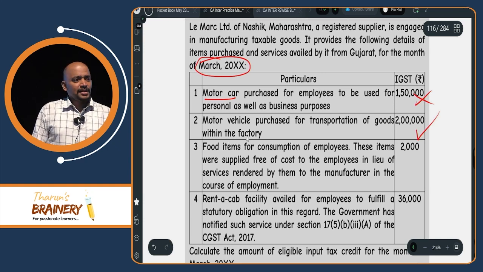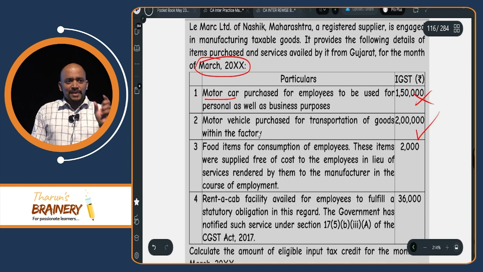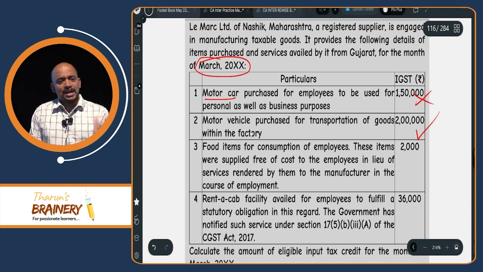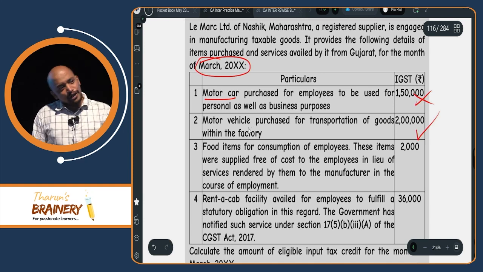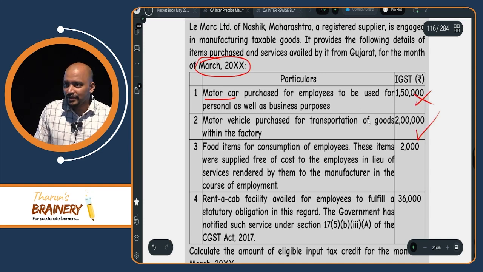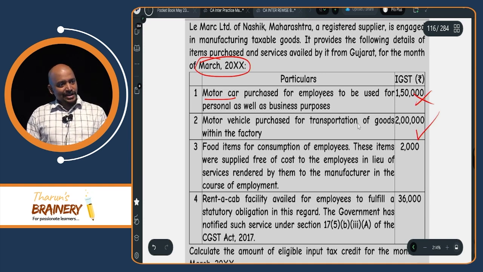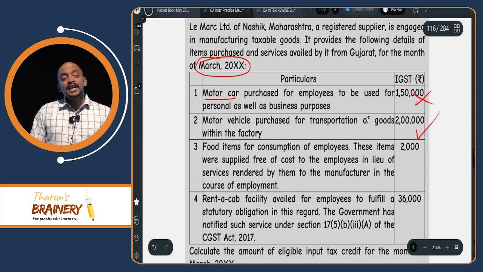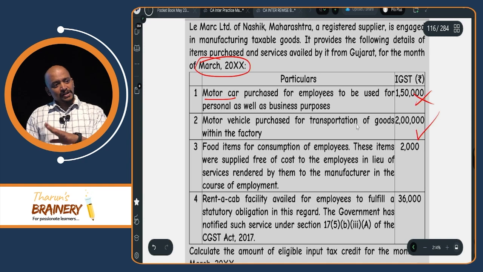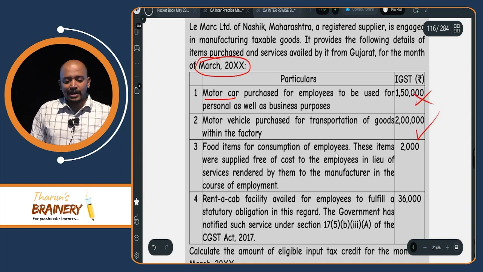Within the factory means what? So first of all it is not a motor vehicle. If it is not a motor vehicle also ITC available. You understood? Sir, first of all it is not a motor vehicle. Under that reason also ITC available. Even if you treat it as other motor vehicles, also ITC is available. Okay. So, ITC available.